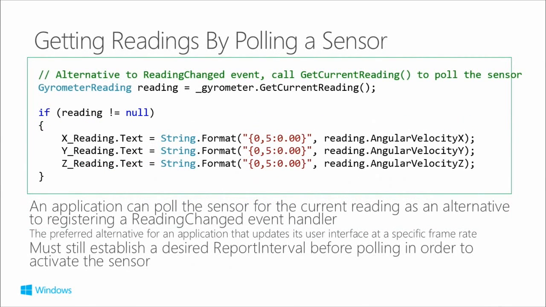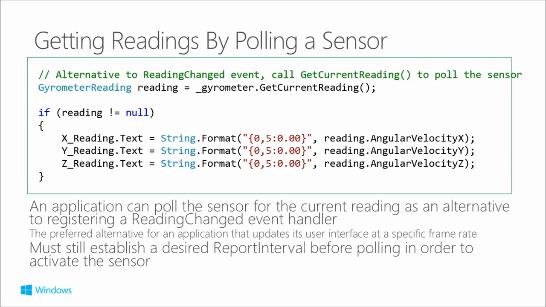You can obviously poll it as well, so that's the other way, not using the event handler. You can simply, at intervals, call the GetCurrentReading method, which gives you an instantaneous reading back from that sensor. It returns the same data, but it gives you more control over when you actually get a reading from it.